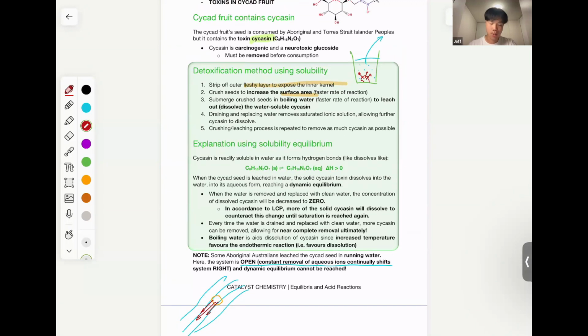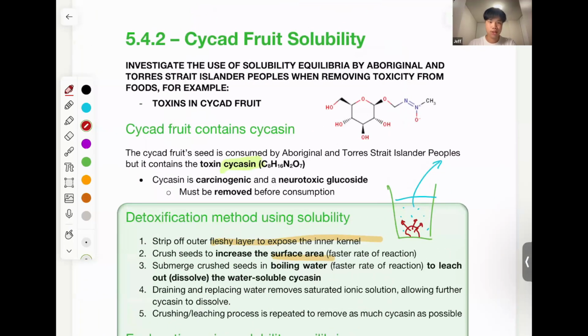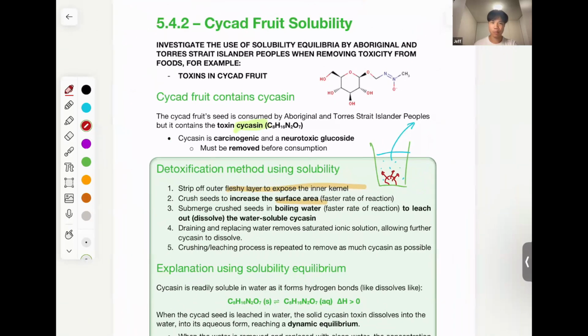They'd say, explain how Aboriginal and Torres Strait Islander people use solubility equilibria to remove toxicity from foods. And you just dump this whole thing. It's like the same question every time, and it's 4 marks, which once you have prepared, you'll get for the rest of this year. But I doubt your school would ask it more than once throughout the year if they're writing good papers.